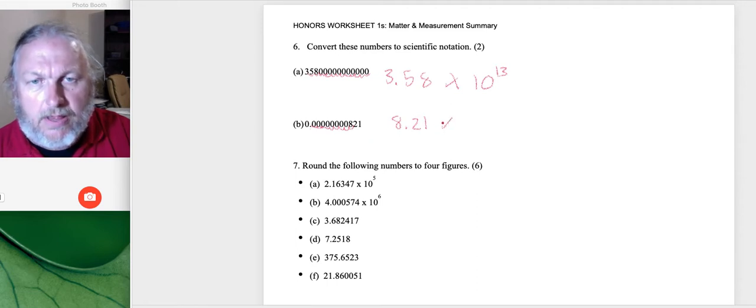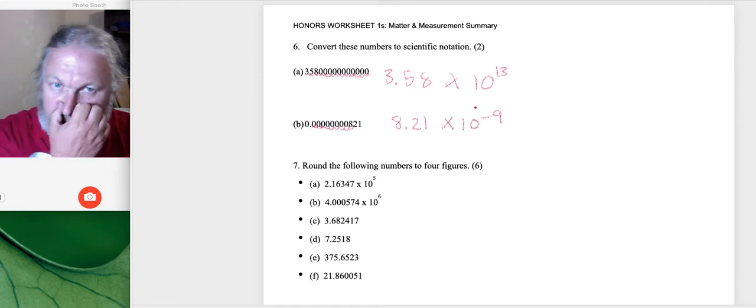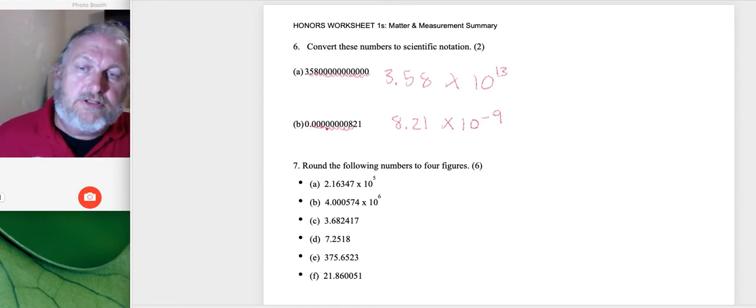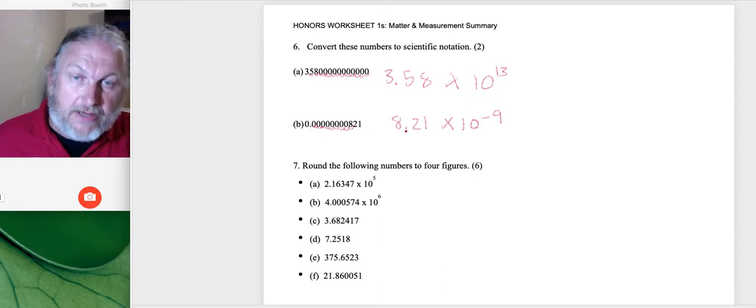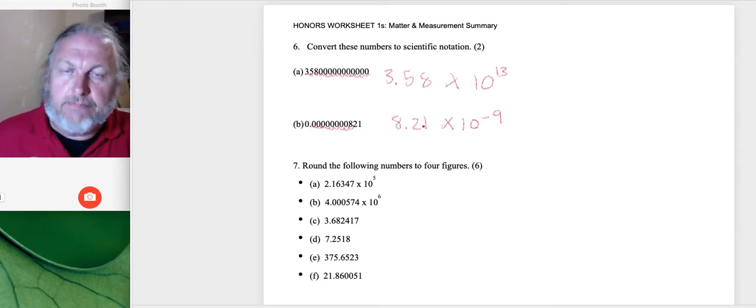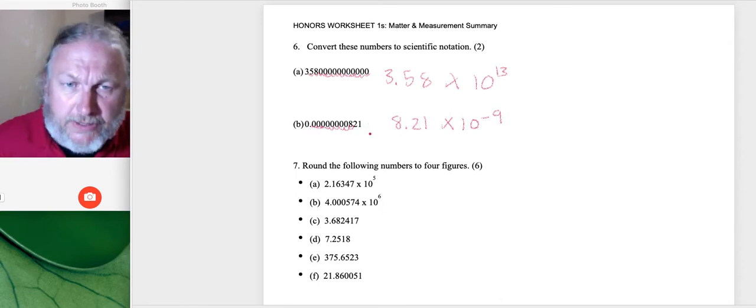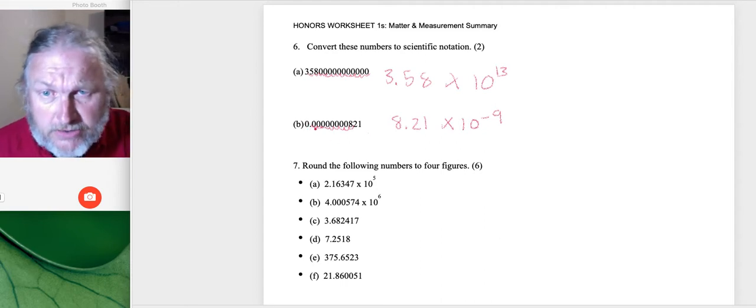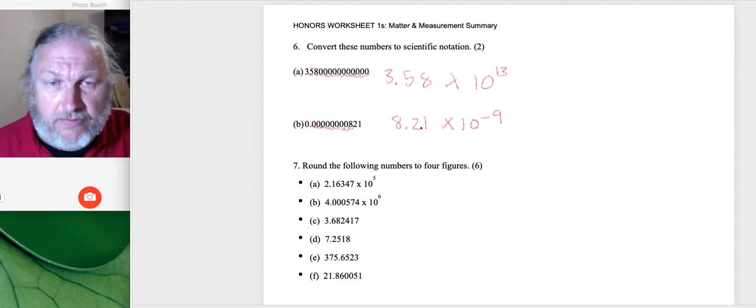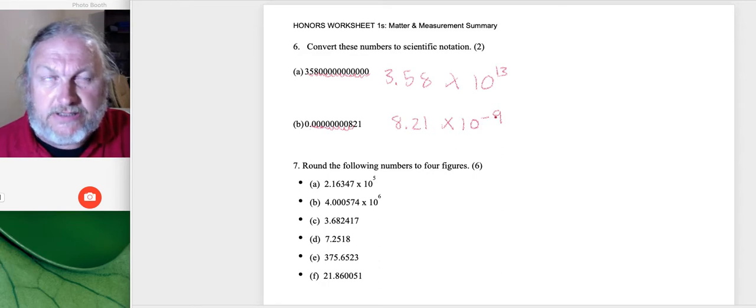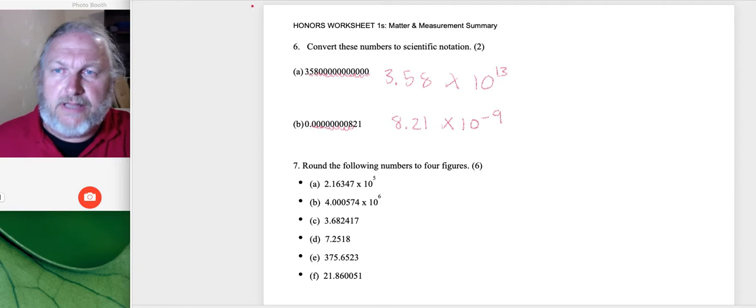I know it's a small number, and how we can tell we have small numbers is we use a negative exponent in the tens place. So that would be 10 to the minus 9. That means I moved over to the right to make that a number I can read easily, 8.21. I moved over 9 places of 10. So that is 8.21 times 10 to the minus 9th. I think that's a billionth, so that is 8.21 billionths. That's a small number. Not hard, guys. Not hard.